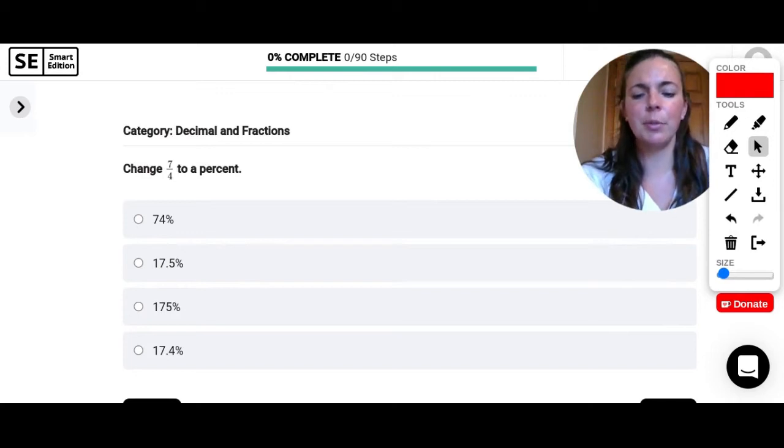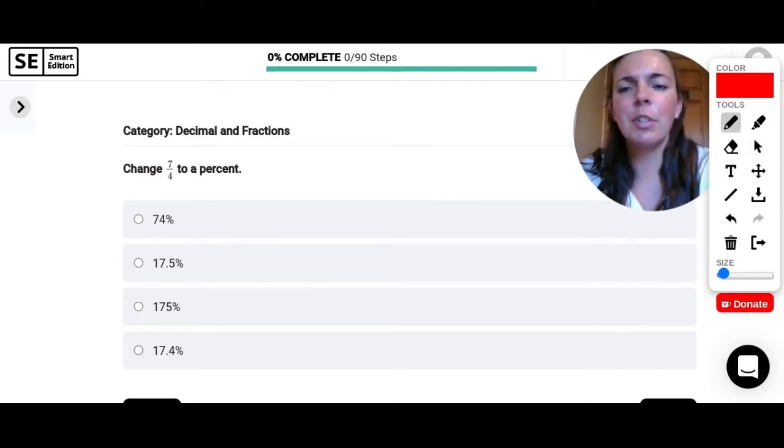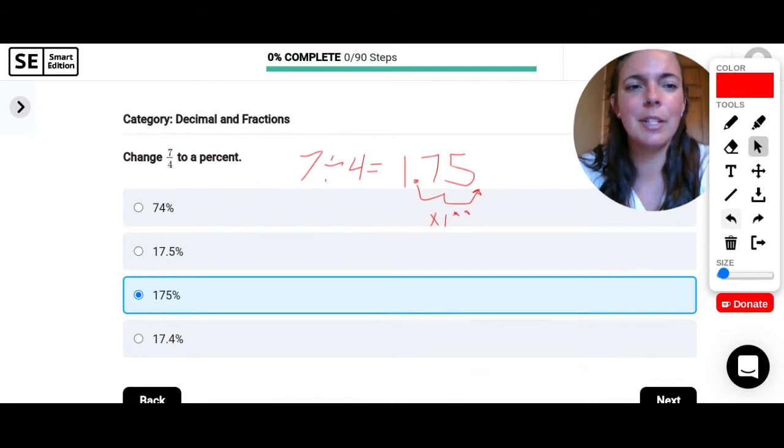Let's change 7/4 to a percent. So when we have a fraction, it's really just a division problem. So we can plug 7 divided by 4 into our calculator, and we will get 1.75. Now, to turn this number into a percent, we're going to multiply it by 100. Okay, so when we turn this into a decimal, multiply by 100, this should give me 175%.